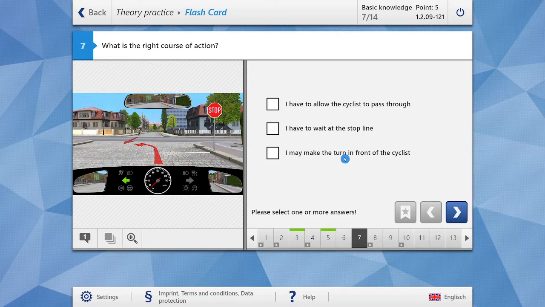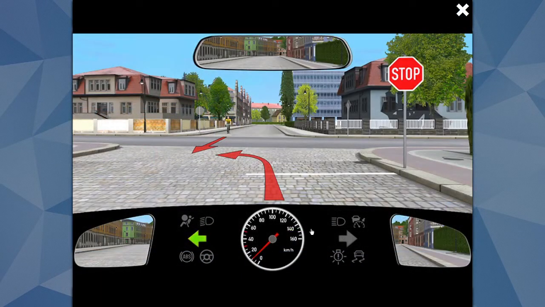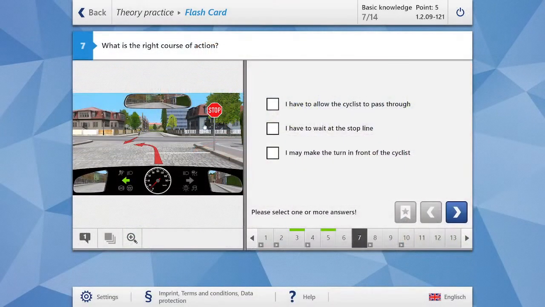Let's look at this. What is the right course of action? Let's zoom. Here you are clearly governed by a stop sign, right? That means you should give way to the cross moving traffic. There is a cycle coming towards you and both of you are on the same road. You are moving out of that road and hence you should give way for the cycle. Let's go through the questions. I have to allow the cyclist to pass through. Yes. I have to wait at the stop line. Yes. I may make the turn in front of the cyclist. No. That should be our answer.